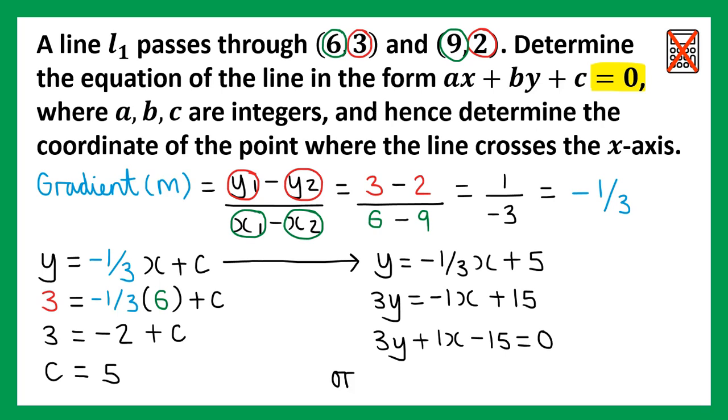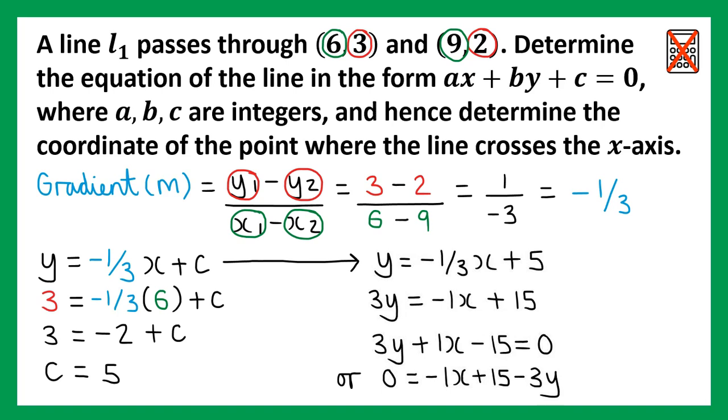An alternative answer, if we brought all of the terms over to the right hand side, we would have had 0 is equal to negative 1x plus 15 minus 3y. We can convert from one to the other by timesing through by negative 1. Notice how 3y is positive here, but negative here. 1x is positive here, but negative here. And 15 is negative here, but positive here. Both of these are correct and would get us full marks in the exam.